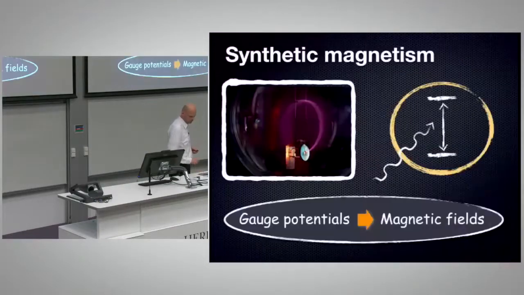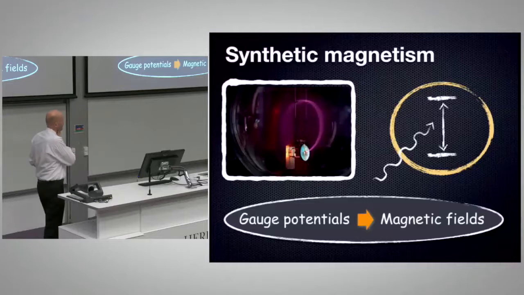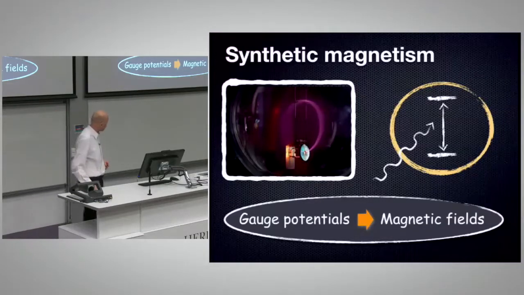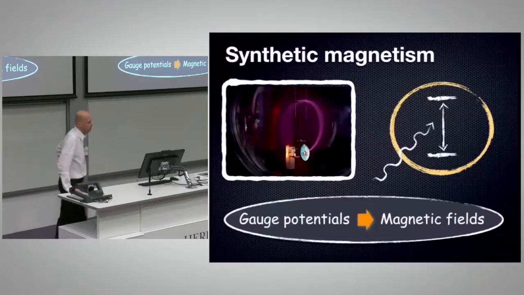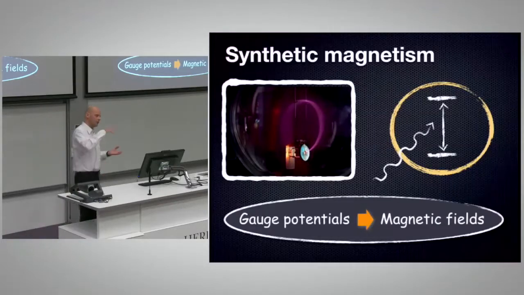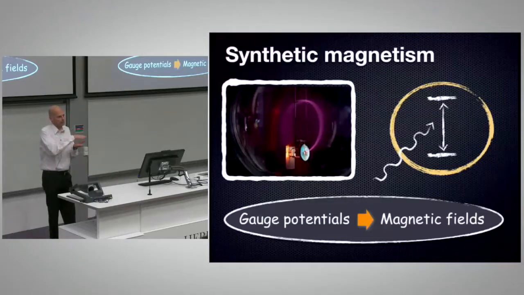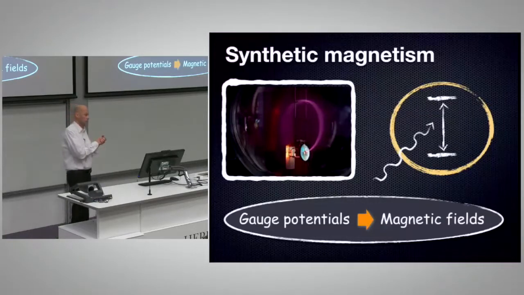Okay, so let's go one step further to something which is called synthetic magnetism. Now these atoms in the fluid are charge neutral. They don't have any charge. What that means is that if we put a magnetic field on them, these atoms are not going to behave as an electron, as a charged particle.